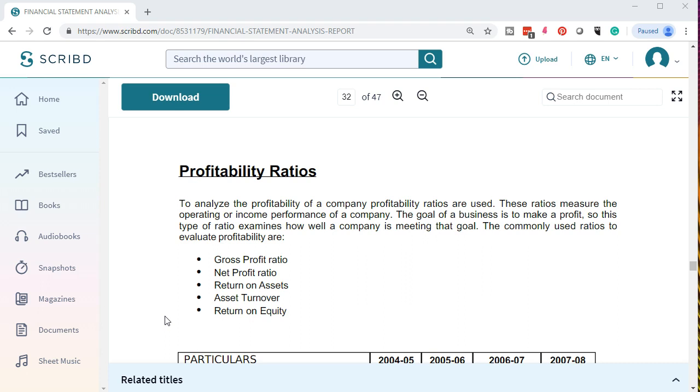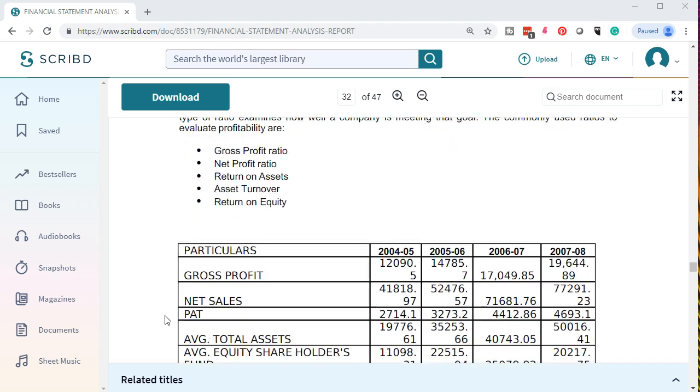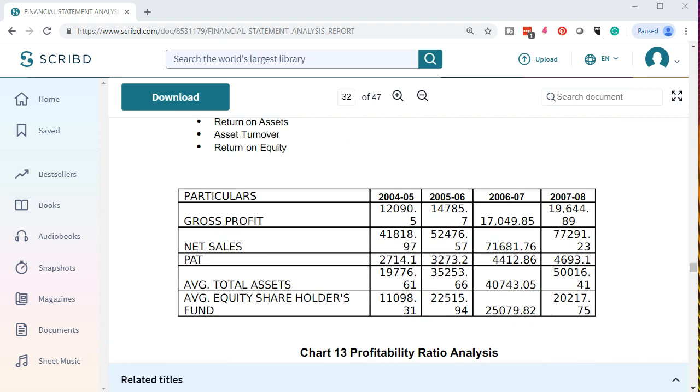So this type of ratio examines how well a company is meeting that goal. The commonly used ratios to evaluate profitability are gross profit ratio, net profit ratio, return on asset, asset turnover, return on equity. So here is our information.